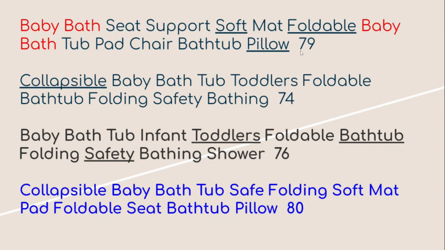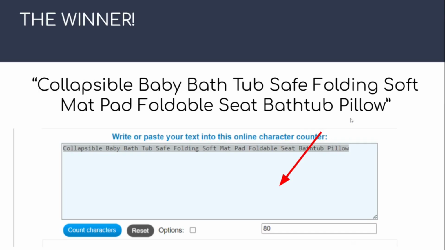So using our character counter, I can see how many characters each of these titles has, and then I built my own. So I have, with a little bit of creativity, come up with exactly 80 characters. Now, of course, getting close, 76, 79 is good enough. I just happen to hit the mark here, and I'm pretty happy with the keywords that I've used. So we have our winner. As you can see, I've typed it into our character counter, and it has 80 characters here.